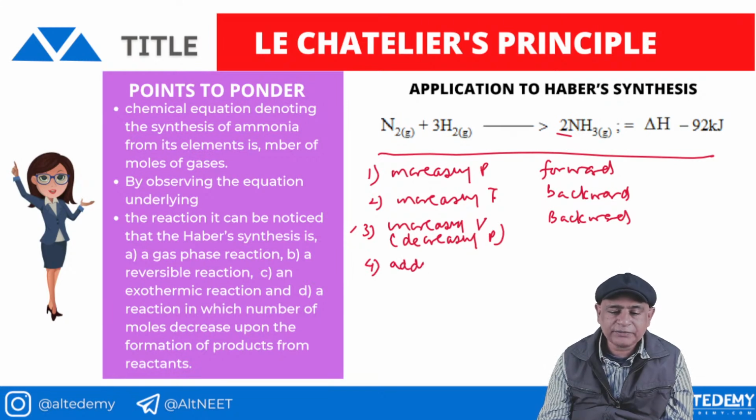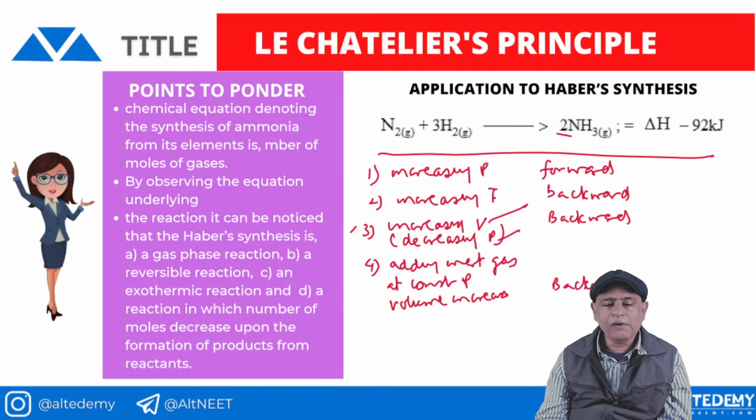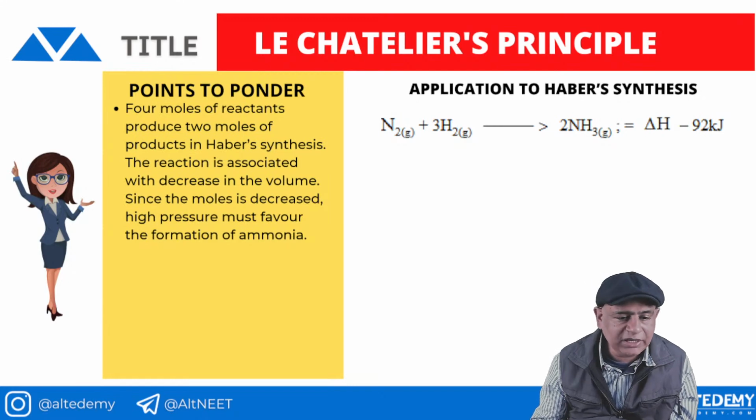Adding inert gas at constant pressure. Now look what will happen. If we are adding inert gas at constant pressure, what will happen? Volume has increased. Now increasing volume is equivalent to decreasing pressure. So it will start moving in the backward direction. This is how we interpret things. The one and the same thing has been said.